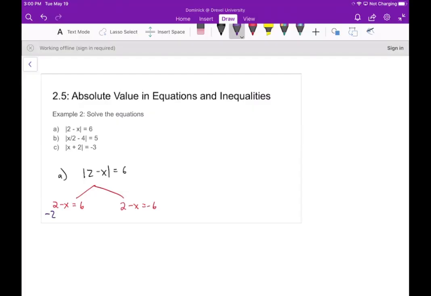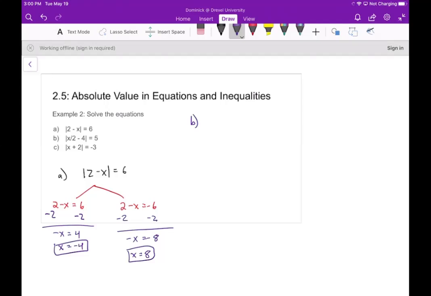So if we subtract 2, we get -x is equal to 4. So multiply both sides by -1 and we get x is -4. Okay, and then in this one, if we subtract 2, we get -x is equal to -8. Multiply both sides by a negative and you get x is equal to +8.